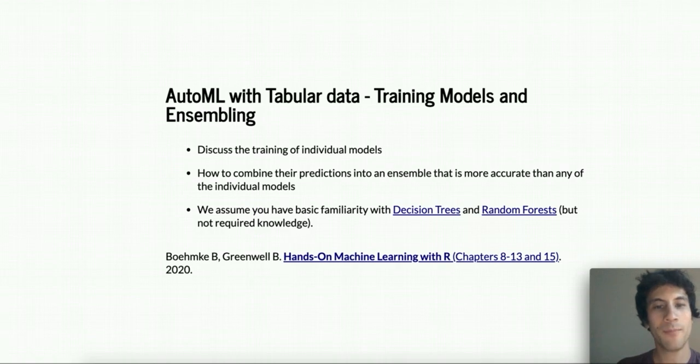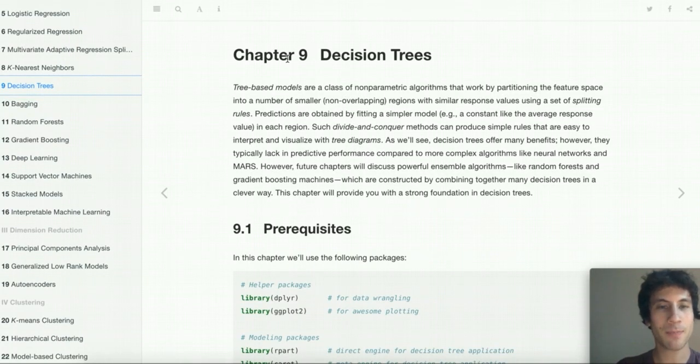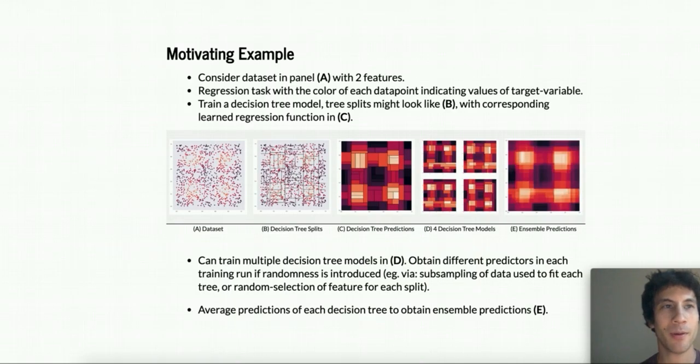Here we'll assume you have basic familiarity with different model types, like basic models such as decision trees or random forests, but we're not going to require that you really deeply understand these at a technical level. For more details on how these models actually operate, you can check out the attached textbook that has nice, concise summaries of different kinds of models in chapters 8 through 15. Let's consider a motivating example.